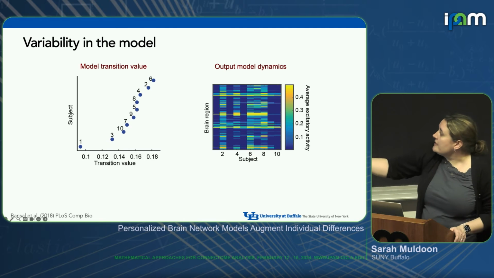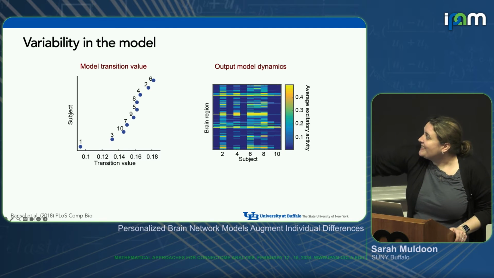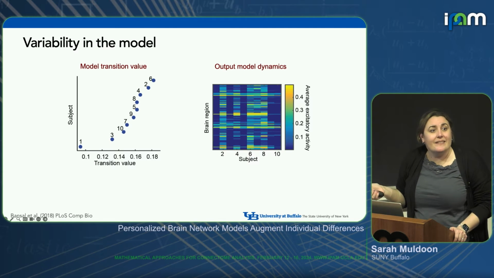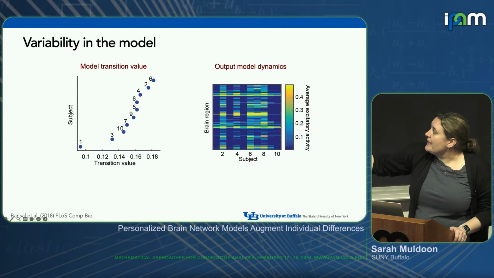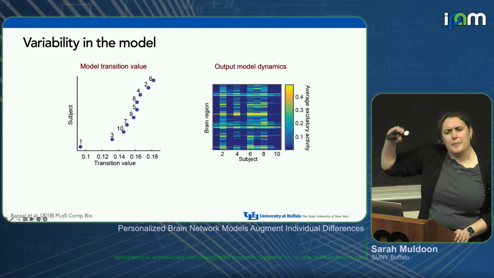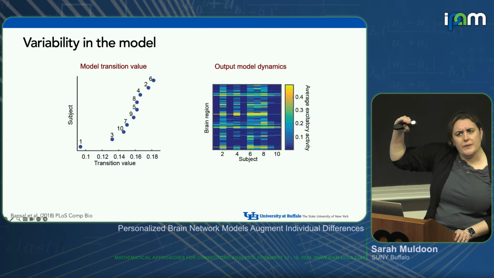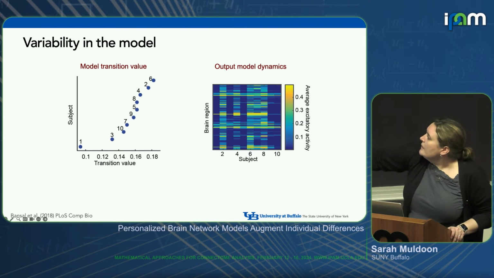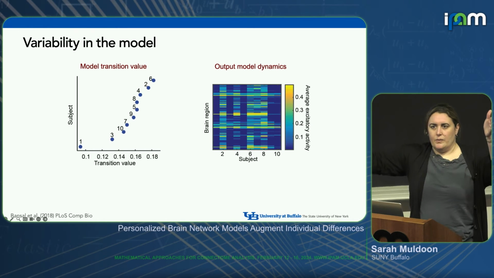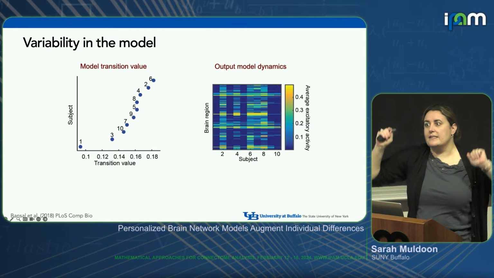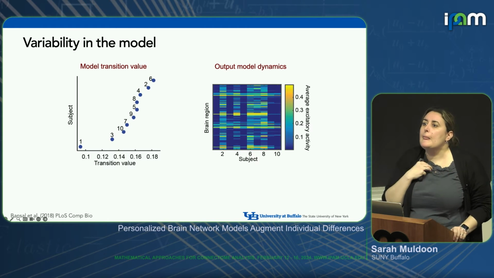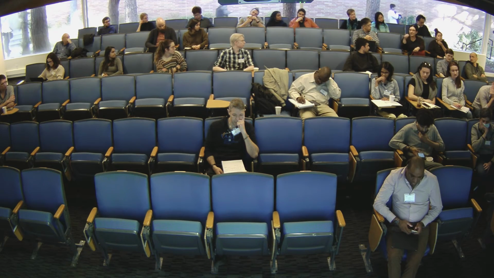So if we looked across our 10 subjects, we actually saw a fair amount of variability in what that parameter was, okay? And so now, if we place each of these people right above that transition point, so they're in that limit cycle, this is the model output dynamic. So now we have brain region going down here, and we've just taken a window of time and averaged the excitatory activity.